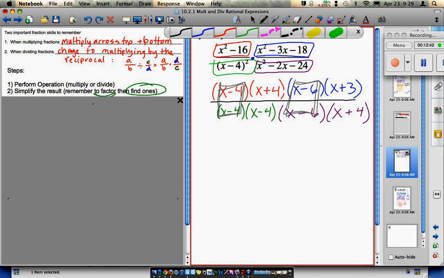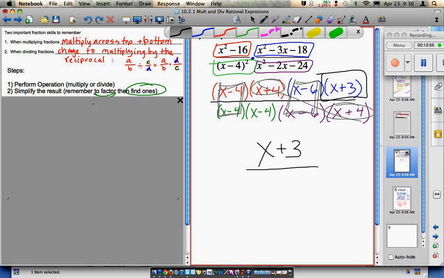I do see one more 1. I see this and this would create a 1. So those will also create a 1. So my final result is very simple. It's just x plus 3 on top, excuse me, and on the bottom is x minus 4. And there's my final solution.